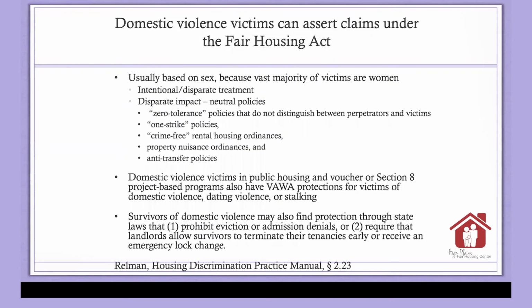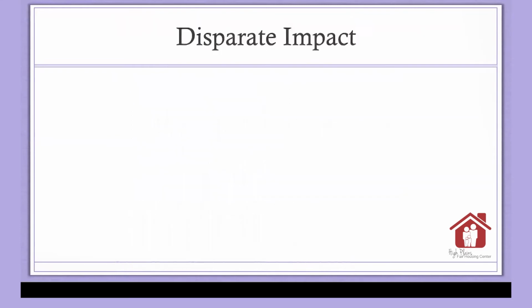So this point here that domestic violence victims can assert claims under the Fair Housing Act is an important one. And these claims are based on the category of sex as sex discrimination, because any brief survey of the literature will tell us that the vast majority of victims of domestic violence are women. And I refer you to the wonderful source down at the bottom of this slide of the Relman Housing Discrimination Practice Manual if you want to look at that issue further.